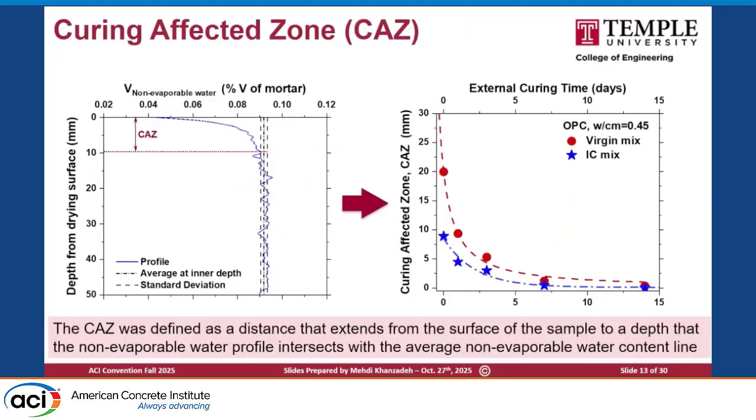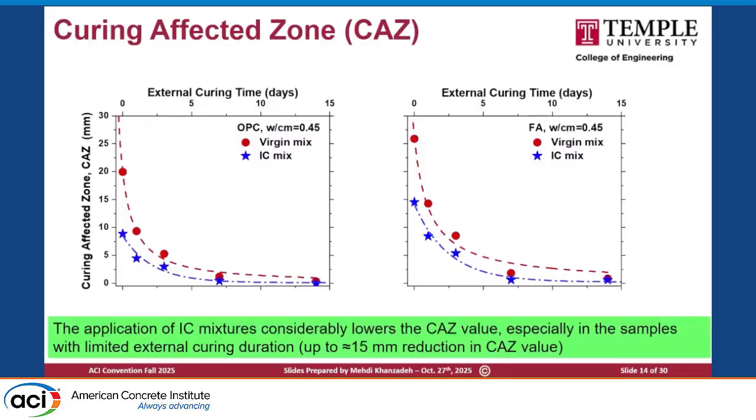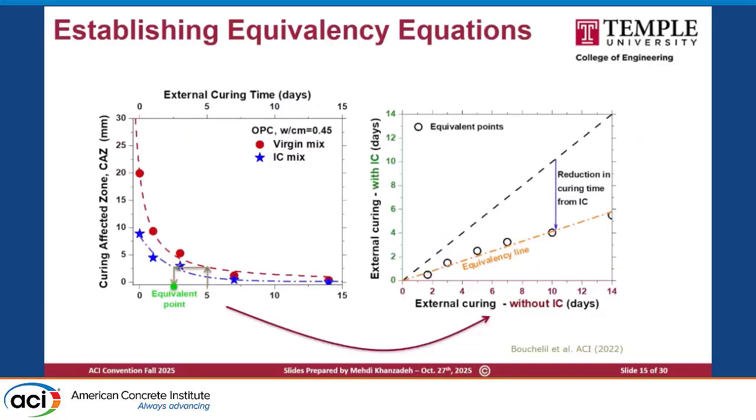So we wanted to get more quantification to have just that equivalency line between an internal cured and non-internal cured. So we took those profiles, and then we defined this area as a curing affected zone, basically from the surface to the point that you reach that bulk uniform degree of hydration, okay? So we call that curing affected zone, and based on that, we can find it for different curing times, and we can plot it for the virgin mix versus the internal cure mix, okay? So we can do it for different mix designs.